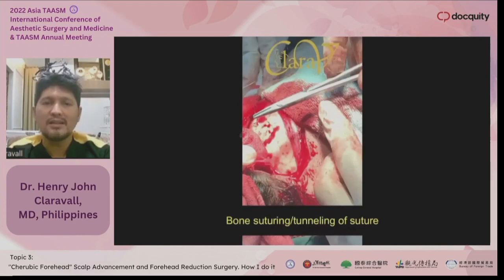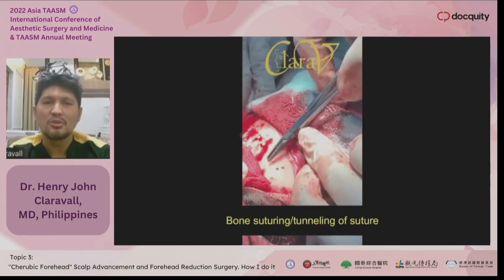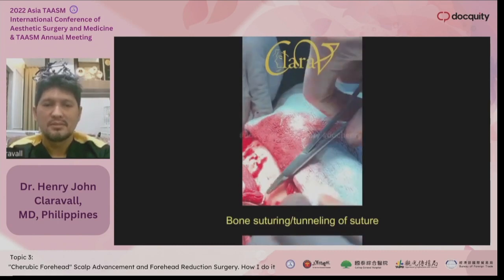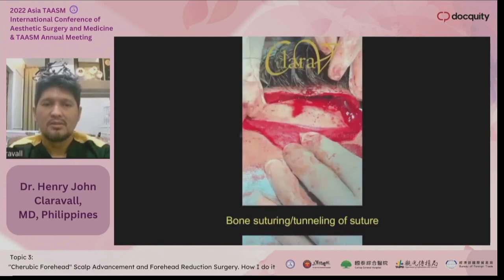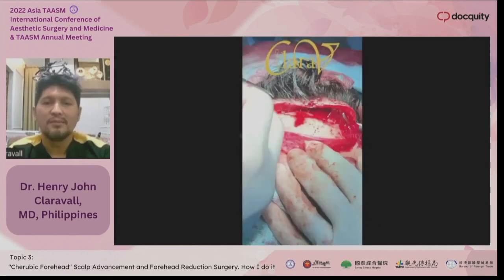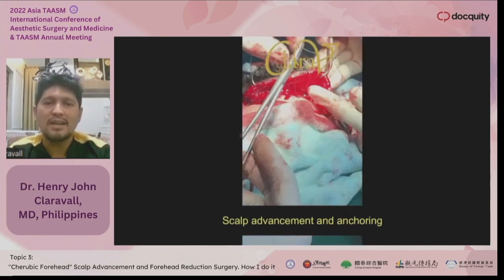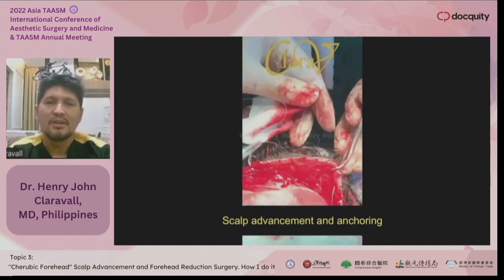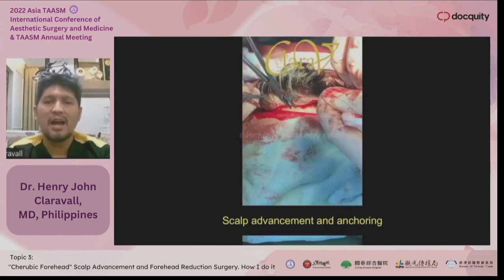Now I will try my suturing using the needle, or sometimes I will just use the suture to pass underneath the bone tunnel. When my suture is in place, I will now do my scalp advancement, followed by anchoring of the scalp to the bone tunnel. This will make my scalp stable and it will not move because of the anchoring.